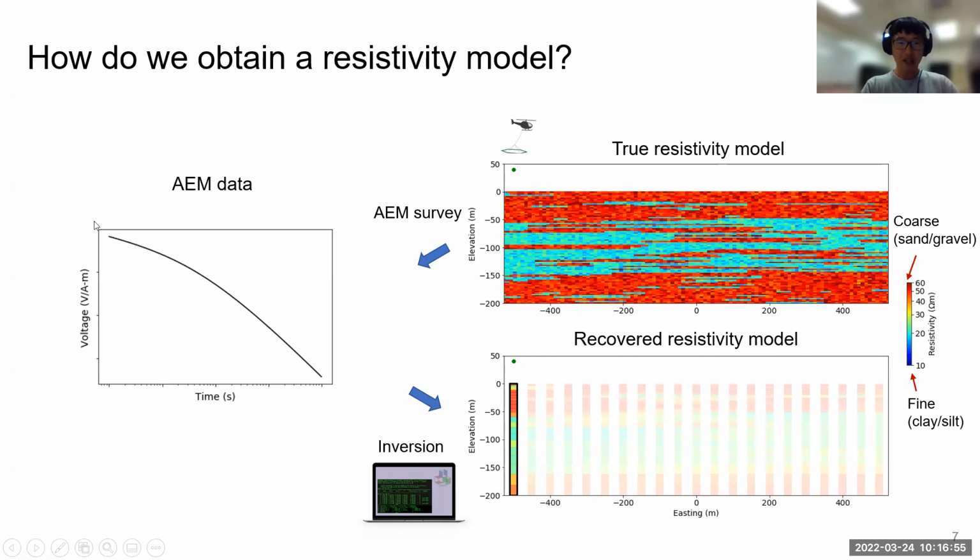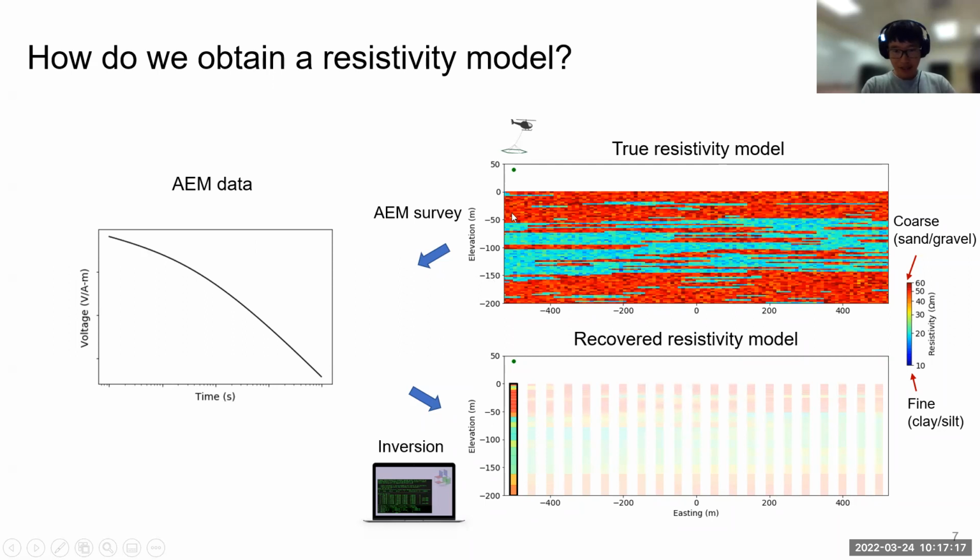So this is in voltage at multiple time channels. And typically you get maybe 20 to 30 time channels. And by looking at this data, you may not have much idea. So what we want to do from this data is find a resistivity model of the subsurface in one dimension that can explain this data. And that's what we call the inversion process.